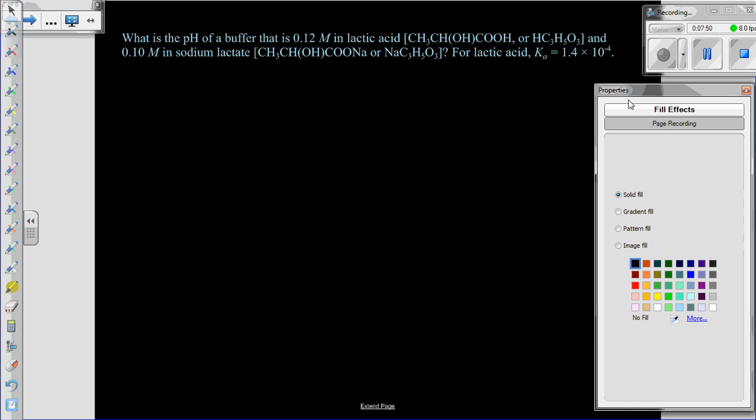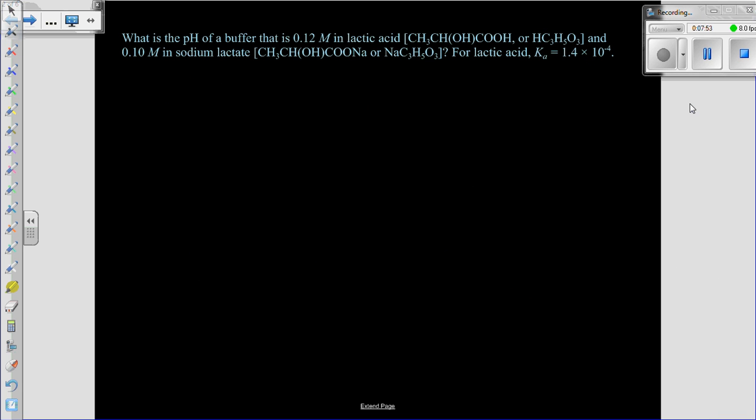Okay, so let's say they want us to calculate the pH of a buffer solution, like this example problem. The question is, what is the pH of a buffer that is 0.12 molar in lactic acid? And then they give us the formula for that, and 0.1 molar in sodium lactate, and then they give us the Ka for lactic acid.